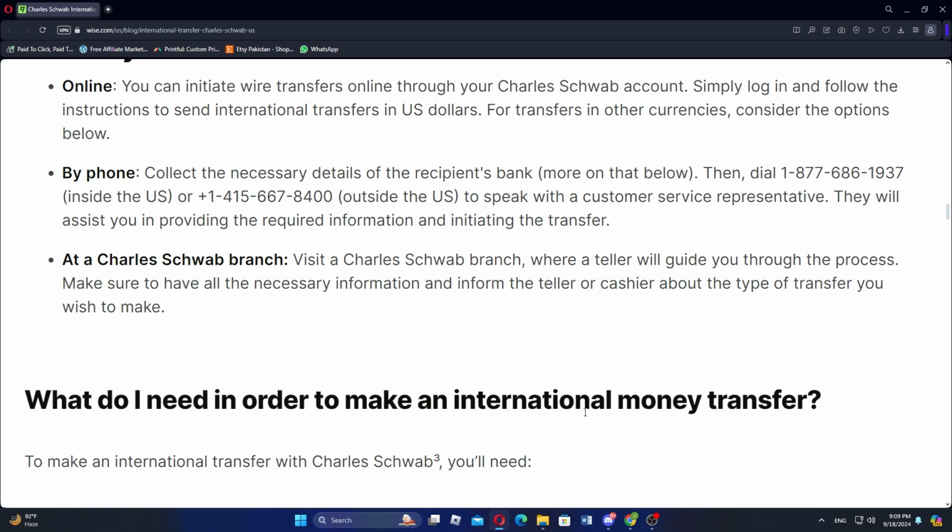Visit a Charles Schwab branch where a teller will guide you through the process. Make sure to have all the necessary information and inform the teller or cashier about the type of transfer you wish to make.